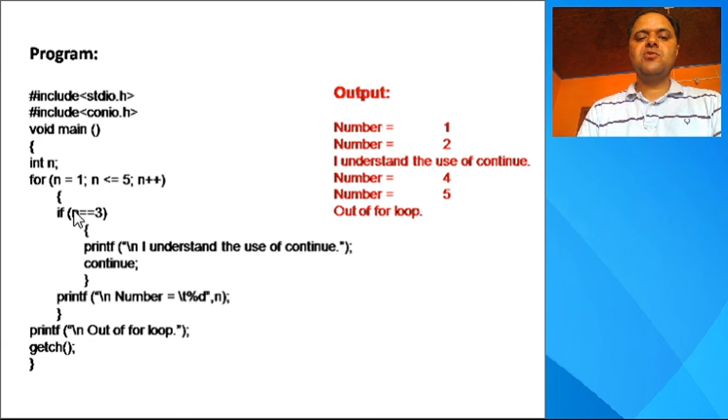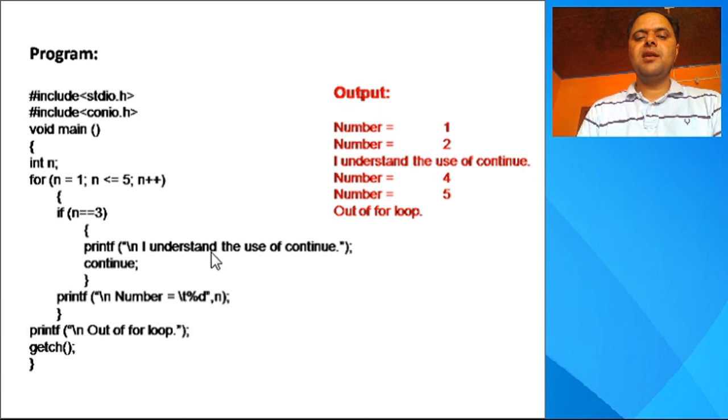Is 2 less than or equal to 5? Yes, true. Is 2 equal to 3? No. Then number equal to 2 got printed here. Then the value of n becomes 3. Is n equal to 3? Yes, true. So it will go inside this if statement, and "I understand the use of continue" will be printed.